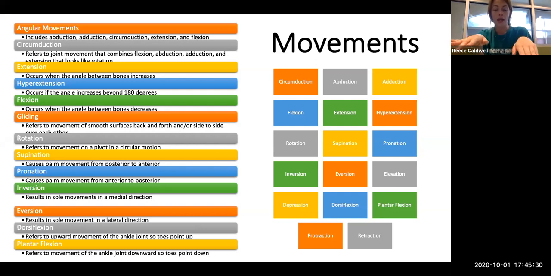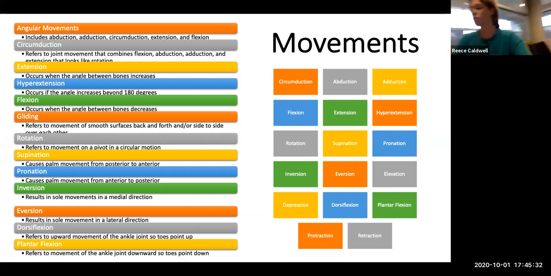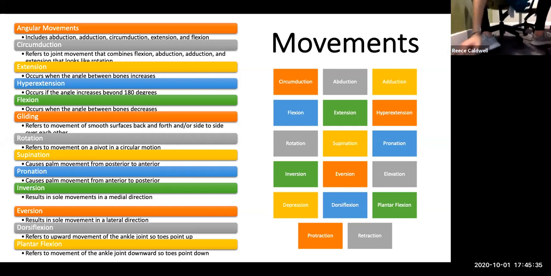Inversion, eversion, dorsiflexion, and plantar flexion are all looking at the foot. So this is inversion, your ankle is coming in, and then eversion is your ankle going out. Then we have dorsiflexion and plantar flexion. Plantar flexion is planting your foot down. Dorsiflexion is bringing your foot up.